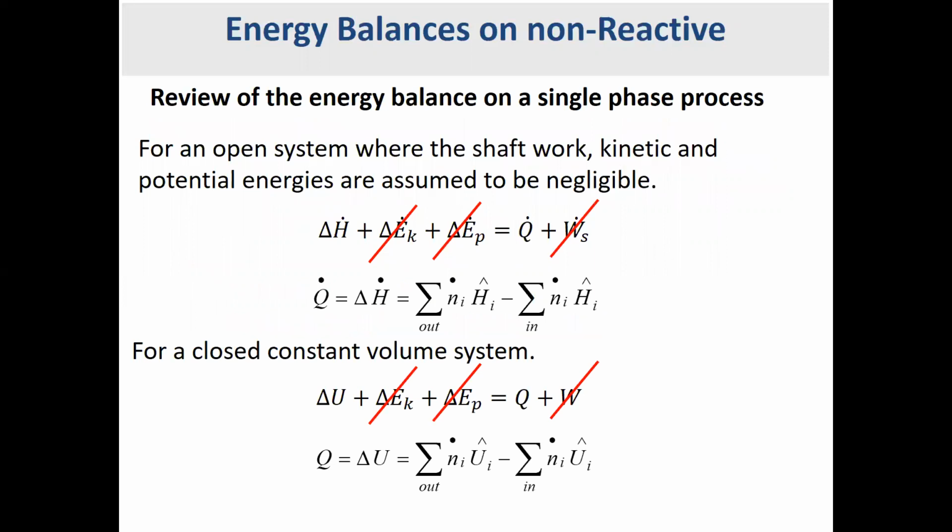Just a review on energy balance on a single phase process when you don't have any phase changes. If you have an open system with no shaft work, no kinetic energy and no potential energy, you can consider neglecting those items, and the change of enthalpy is equal to the heat transfer. You can consider the change of enthalpy based on the enthalpy of the outlet minus the enthalpy of the inlet components.